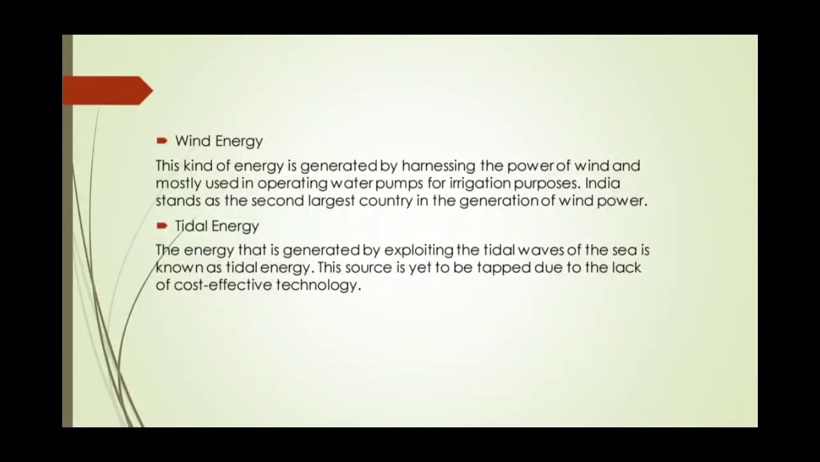Next, wind energy. Wind energy is generated by harnessing the power of wind and is mostly used in operating water pumps for irrigation purposes. India stands as the second largest country in the generation of wind power. Wind energy describes the process by which wind is used to generate electricity. As the wind increases, the output power increases up to its maximum. Wind farms prefer areas where the winds are stronger and constant. These are generally located at high altitudes.